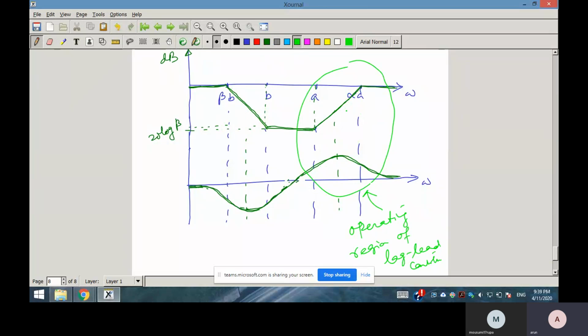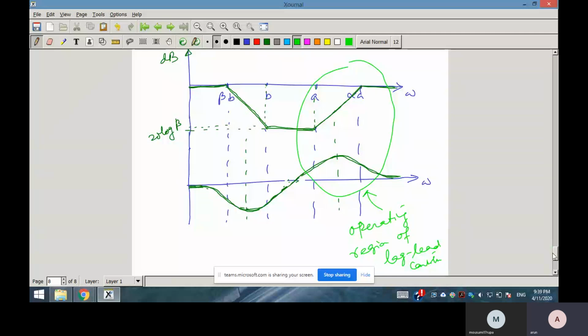Now, if A is less than B, that means lead is first, then lag. At that time, what combination will you get? You will get phase lag and gain amplification, which is the straight opposite kind of combination, and which will not be of any use as far as control design is concerned.